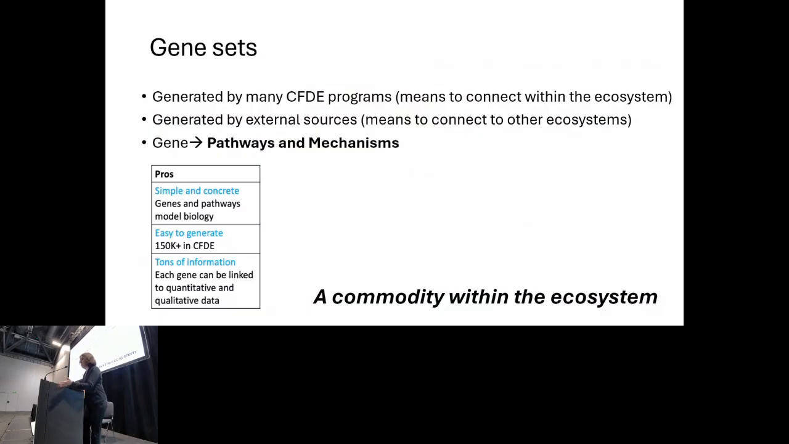So gene sets, as the name implies, are just lists of genes. These can be generated from a number of different experiments, for instance, differential gene expression. And because of that, they're shared among many different CFDE programs. So they're a means of connecting within our ecosystem. They're also generated by many other external sources, so they're a means to connect to these other ecosystems. And they provide a way of translating beyond just an individual gene to actual pathways and mechanisms that people care about for understanding human disease.